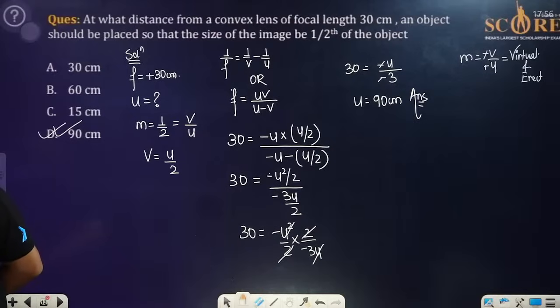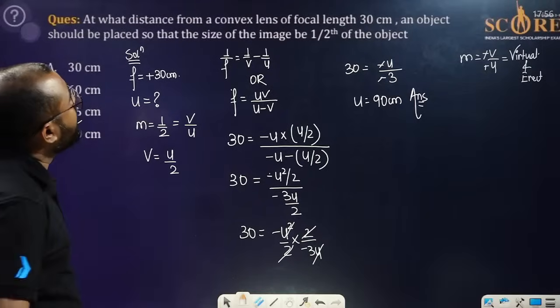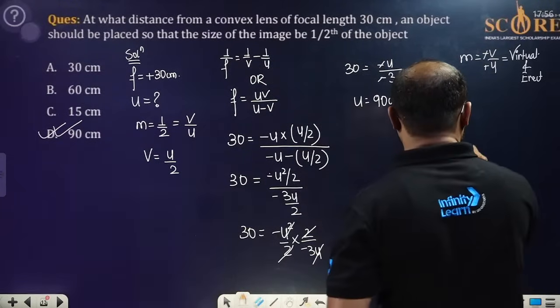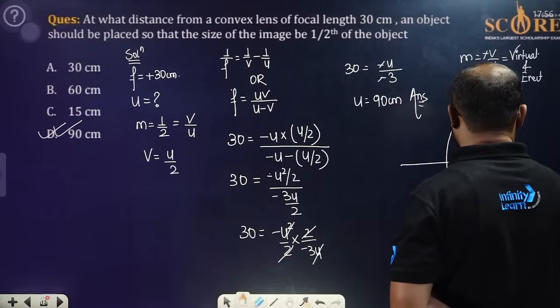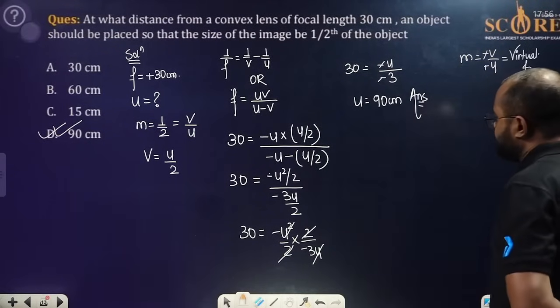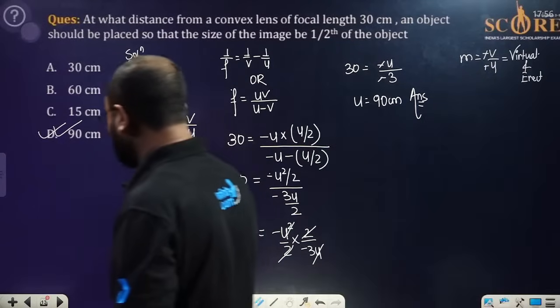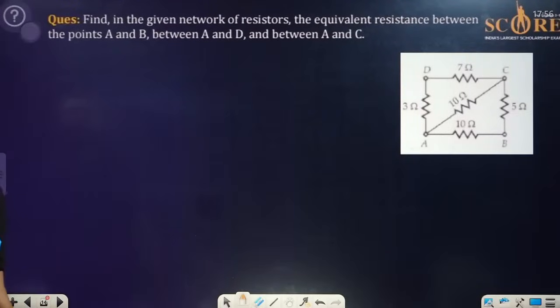Talking about which lens it is? It is a convex lens, not the concave. So it is going to be positive itself, fine. No problem. The u is 90 centimeter. I hope it is clear to all. Let us move to the next one.